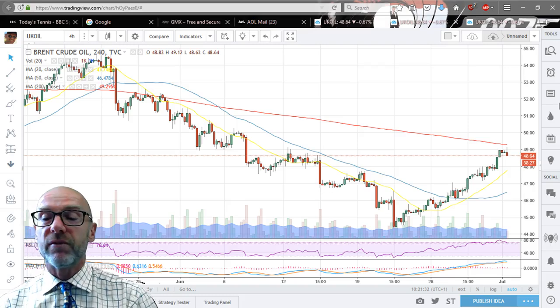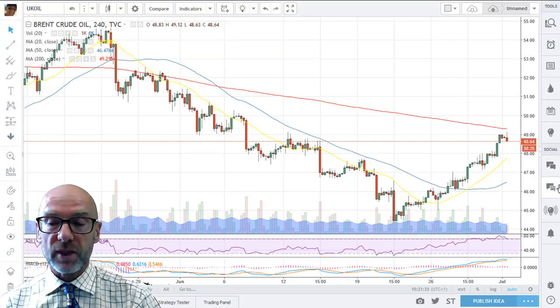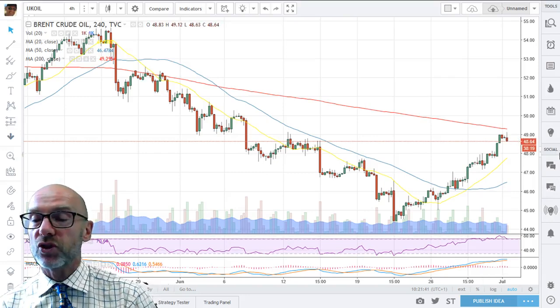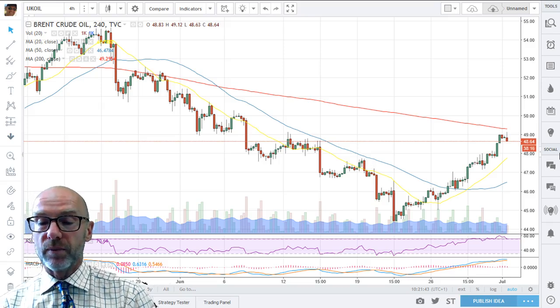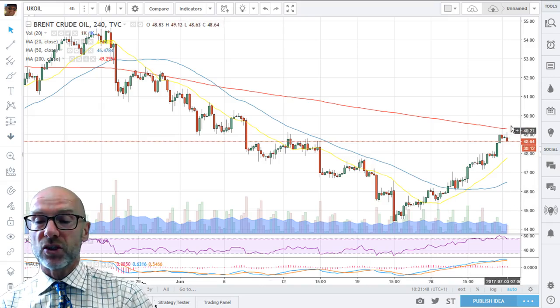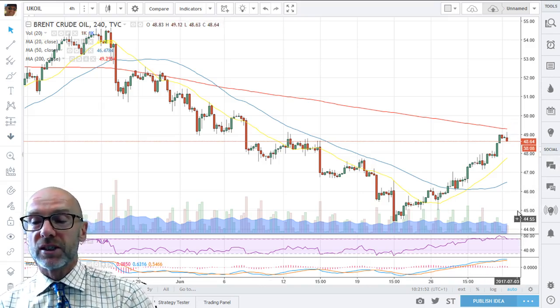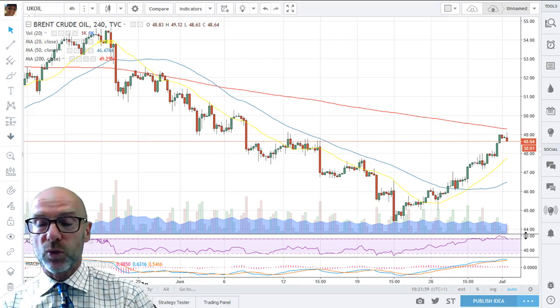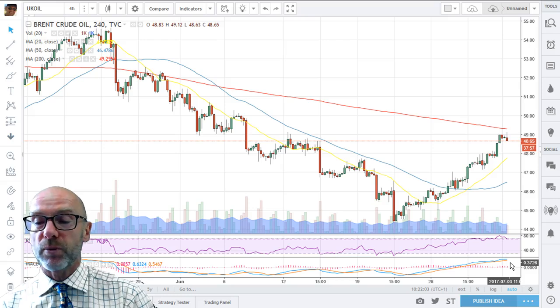On the 4-hour picture, here you can see we're nearly up to the resistance of the 200 4-hour average. That's 49.29. What else can we see? I mean, obviously it's broken the downtrend in a solid uptrend. Good momentum. Slight disappointment that the RSI just seems to be coming off slightly at these high levels, but that's quite natural. It's still showing positive momentum. MACD still showing positive momentum.